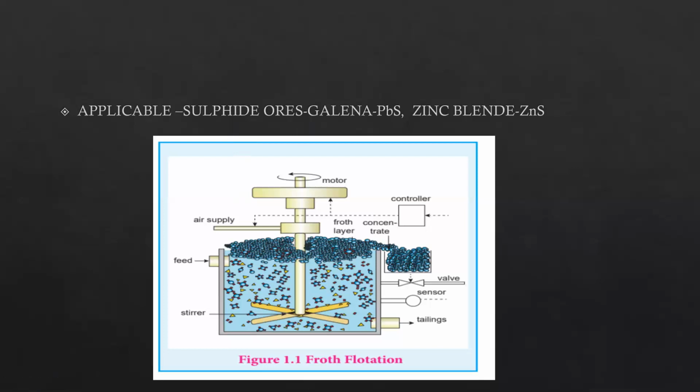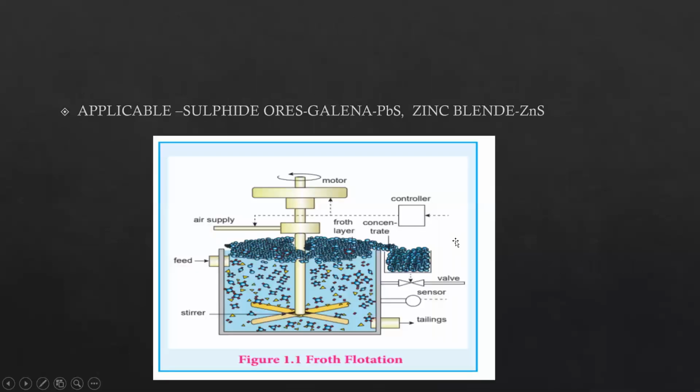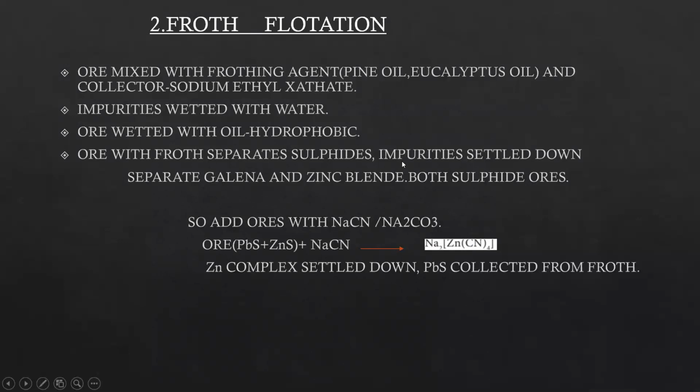Sometimes both galena and the zinc blende are mixed with each other. So from that we need only galena. So we need to mix with sodium cyanide or the sodium carbonate. Here zinc sulfide acts as the impurity. So the zinc sulfide reacts with the sodium cyanide, forms the sodium cyanide complex here. It forms the complex and settles down. So we have collected that lead sulfide ore from the froth.